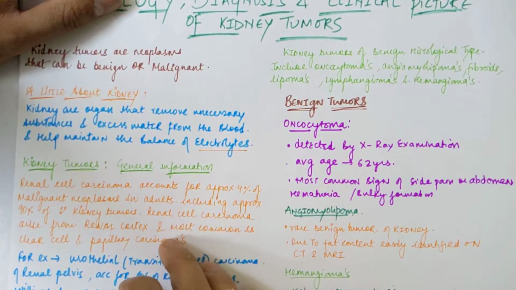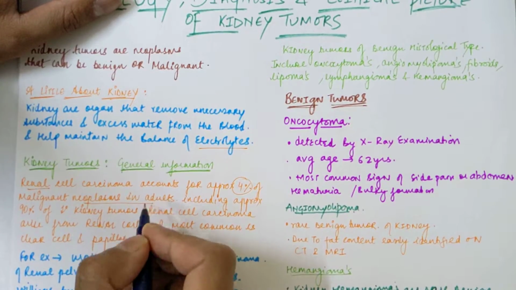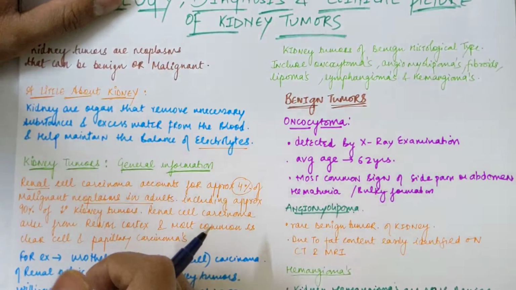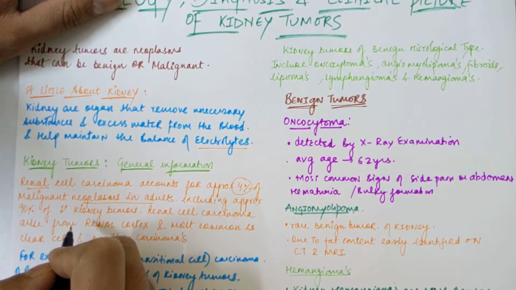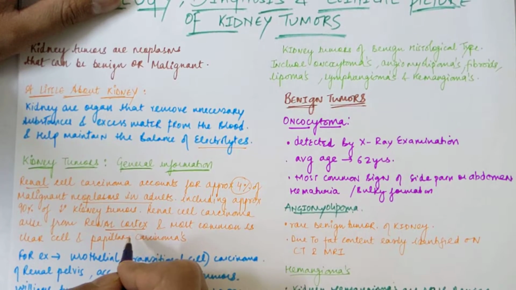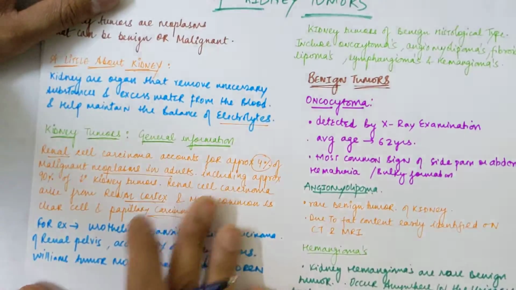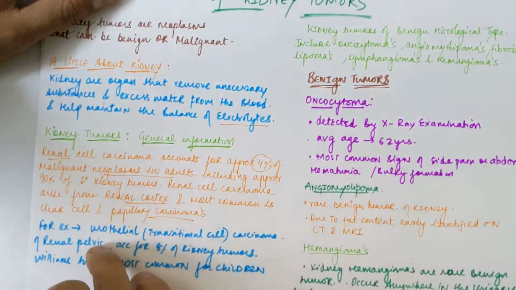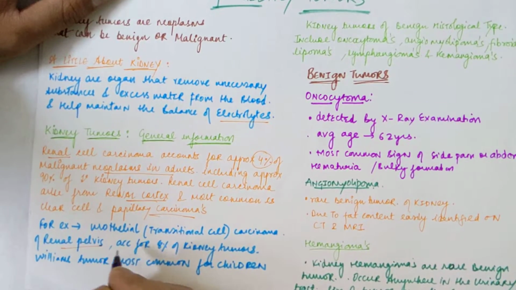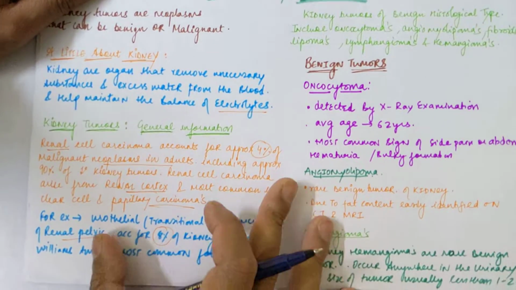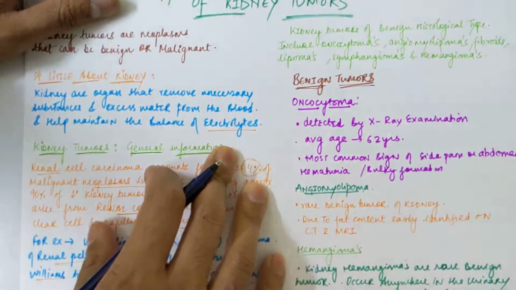Now what are kidney tumors? Kidney tumors are actually renal cell carcinoma, which accounts for approximately 4% of malignant neoplasms in adults. So out of all cancers, these consist of 4%, including approximately 90% of primary kidney tumors. Renal cell carcinoma arises from the renal cortex, which is part of the kidney, and the most common are clear cell and papillary carcinomas. Others, for example urothelial, also called transitional cell carcinoma of the renal pelvis, account for 8% of all kidney tumors. And we have Wilms tumor, which is the most common tumor in children. So these are some examples.